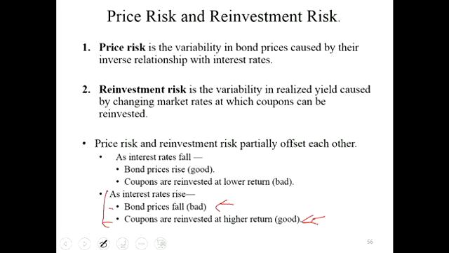But you can see from the way we've drawn the diagram there, kind of hairy, but we've drawn it anyway, there's a place where those two things exactly equal each other, and they offset each other. So the price risk, there's one point in time where the price risk and the reinvestment risk exactly offset each other.